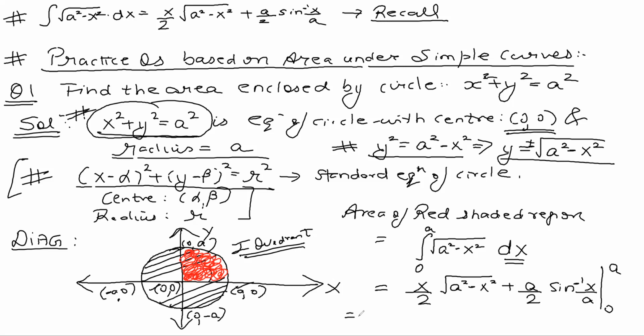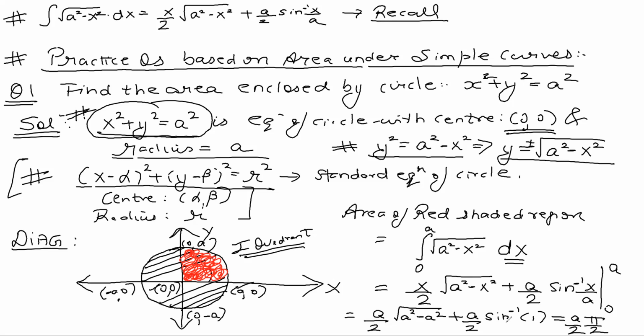So if you put a in the expression, a by 2 into under root a square minus a square, it anyways becomes 0, plus a by 2 into sine inverse of a by a becomes 1. And if I put 0 in the expression, everything anyways becomes 0. So guys, I get a by 2 into sine inverse of 1, which is pi by 2.